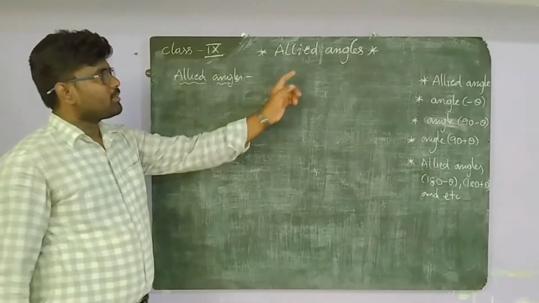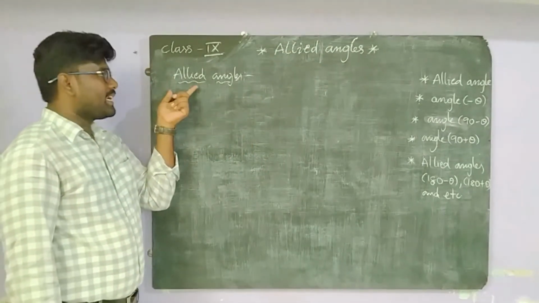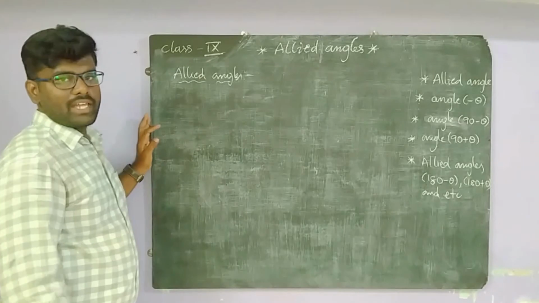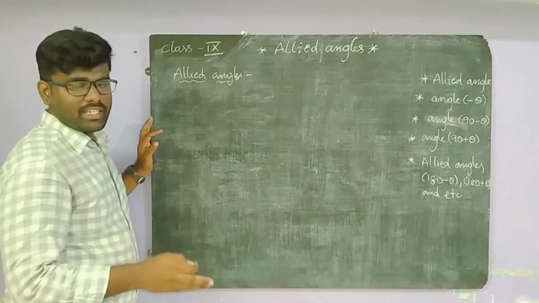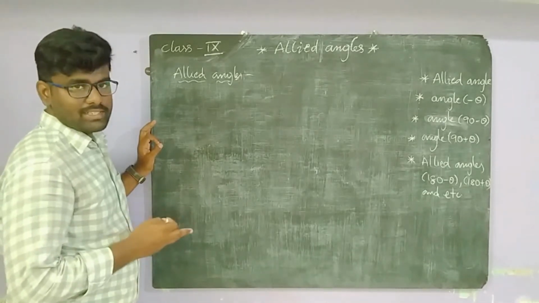Today's topic is allied angles in trigonometry. Just see what an allied angle is. If the sum or difference of two angles is a multiple of 90 or 0, then we can say those two angles are allied angles.